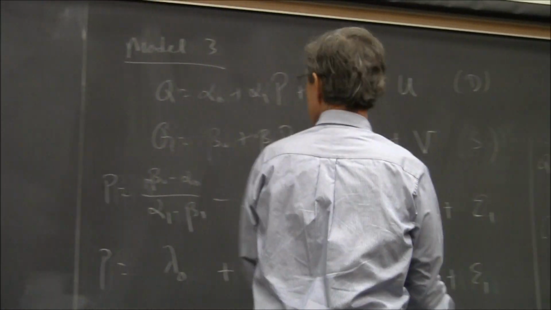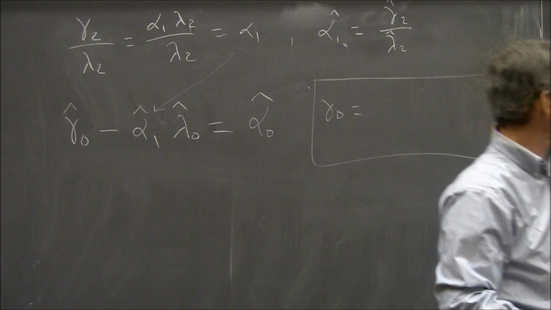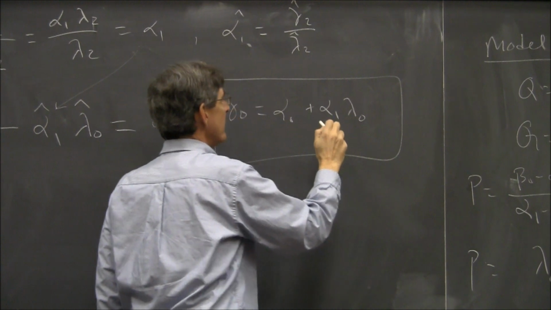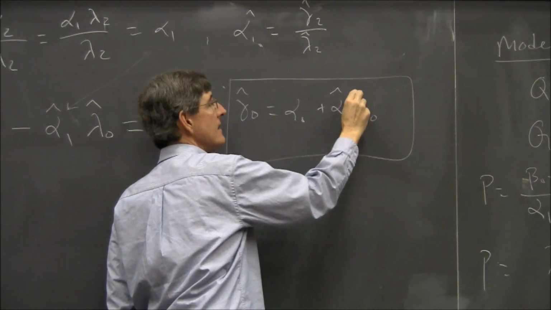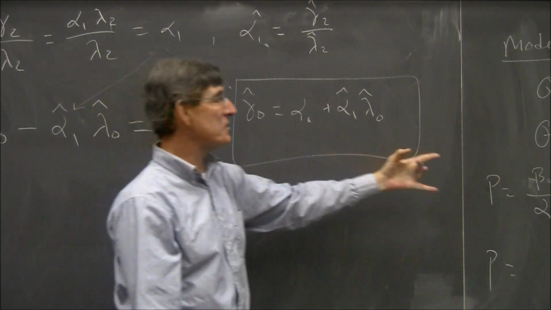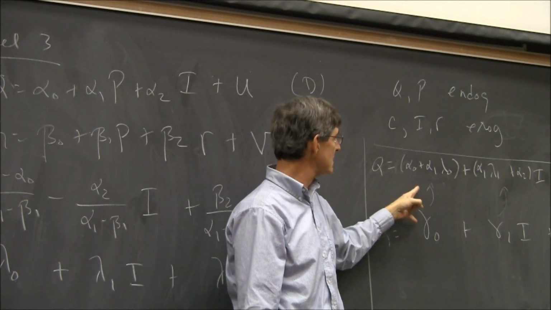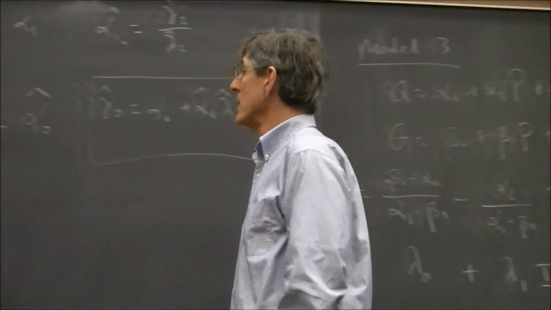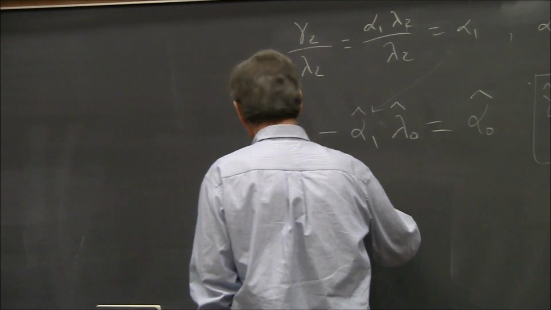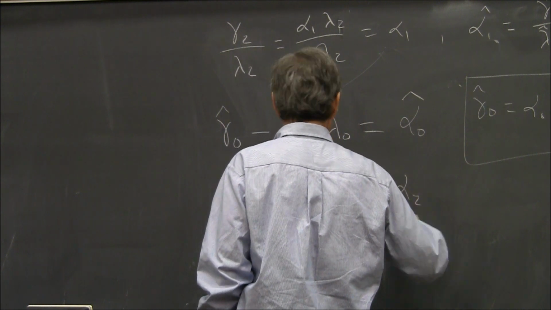I'm just using the equation that says the definition of gamma 0 is alpha 0 plus alpha 1 lambda 0. I know that, and I know that. So alpha 0 is that minus that. I'm just using this definition right here to get alpha 0. That's the definition. Then it has to be the case that gamma 1 minus alpha 1 lambda 1 equals alpha 2. So I can use that.